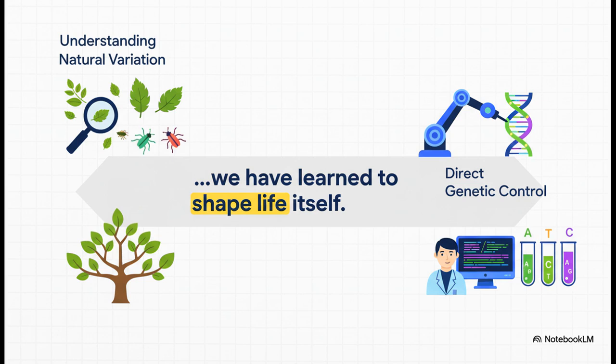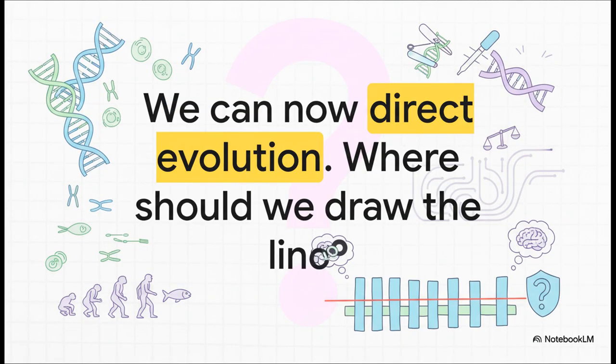So if we pull back and look at the whole story, it's pretty incredible. We've tracked this journey from simply observing the natural variation that exists all around us, all the way to a point where we have direct, hands-on control over the genetic code of life itself. We've learned the rules, and now we're starting to rewrite them. And that leaves us with a really powerful final thought.